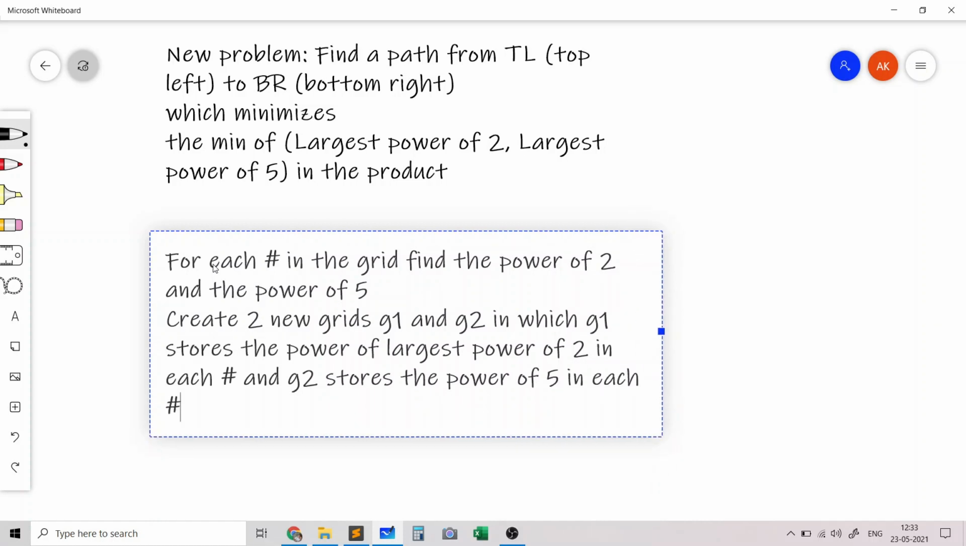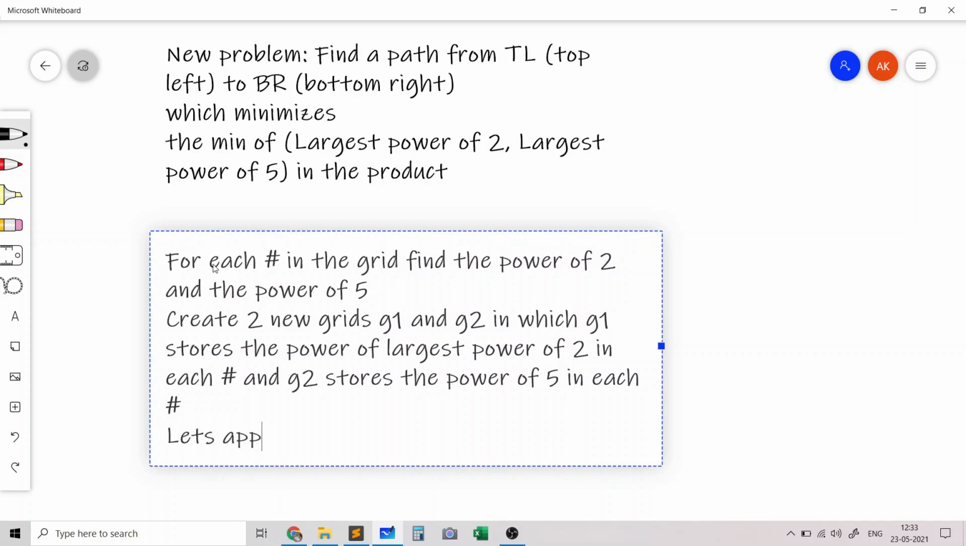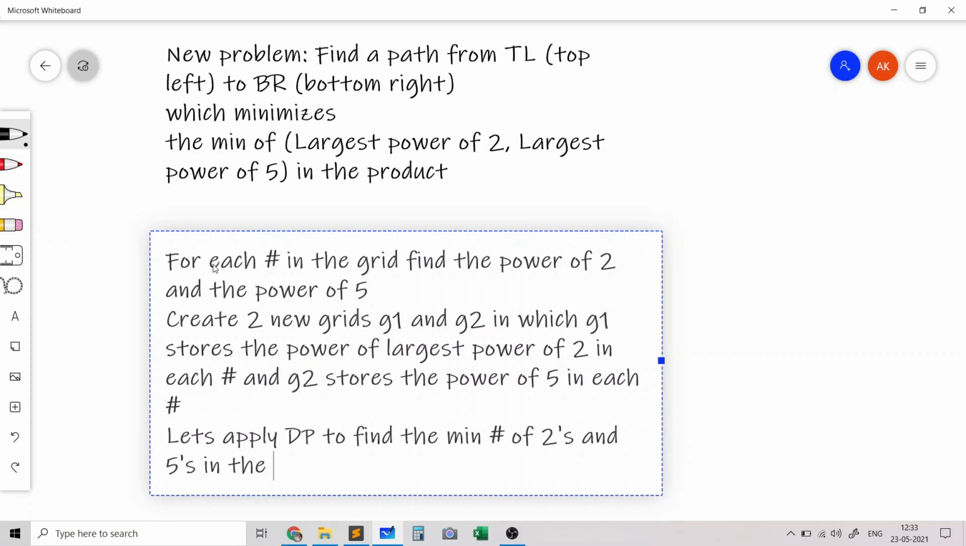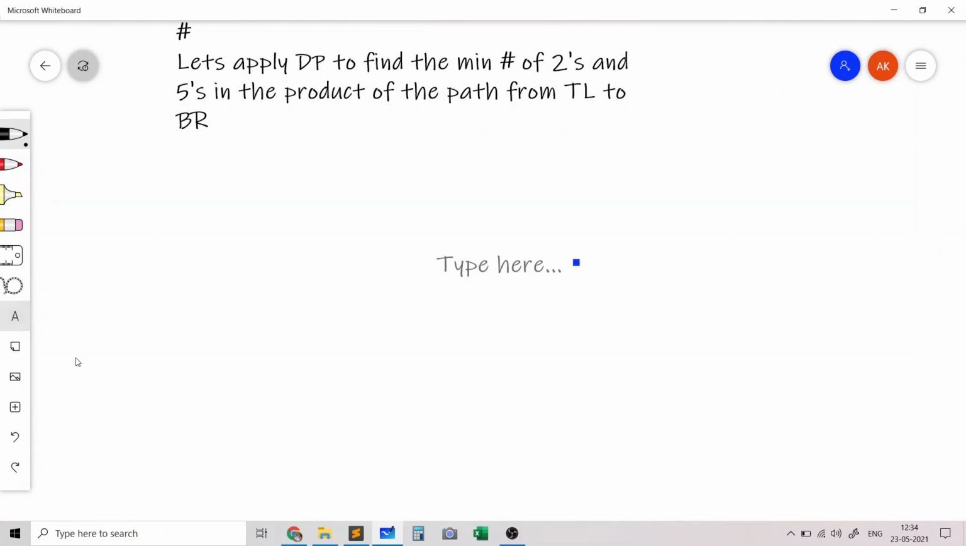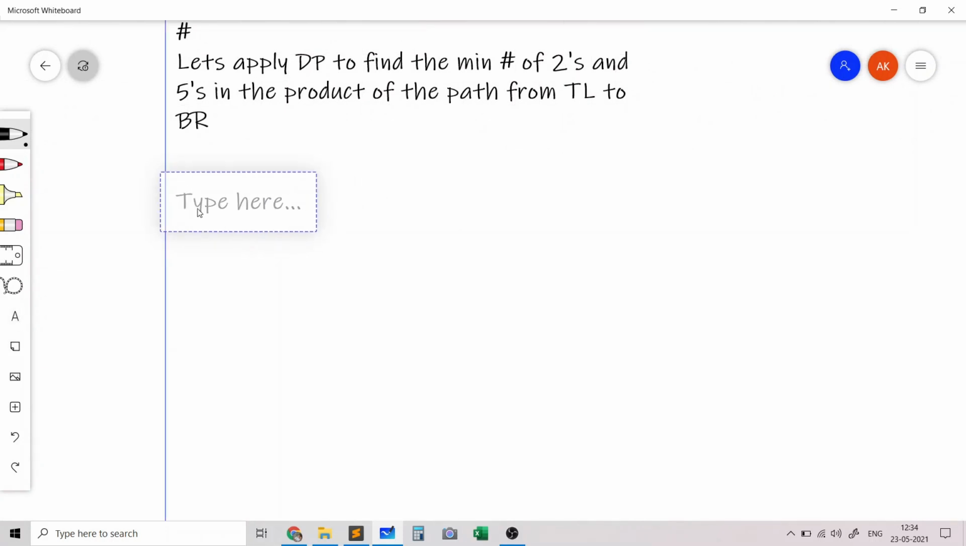Now once we have created these two new grids, let's apply DP to find the min number of 2's and 5's in the path from the top left to the bottom right. So now this is where grid DP comes in, and the idea behind grid DP is that the state is always fixed. So let's say we are applying grid DP on the first grid, G1.